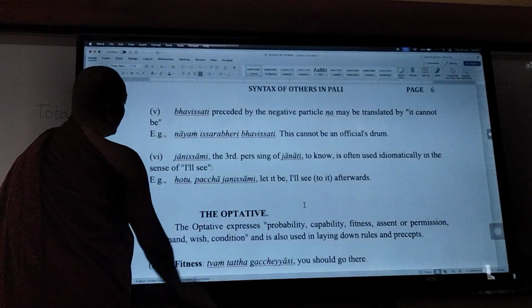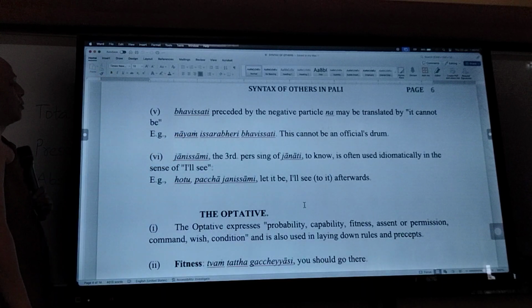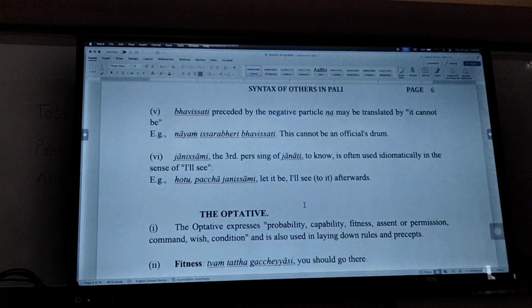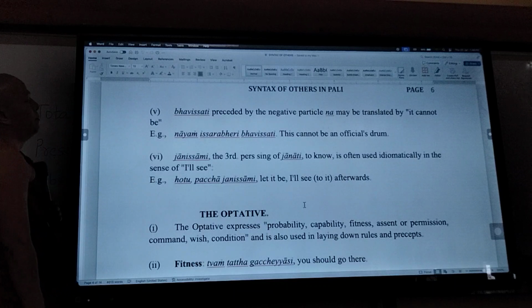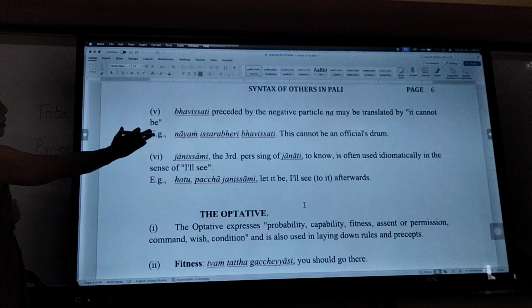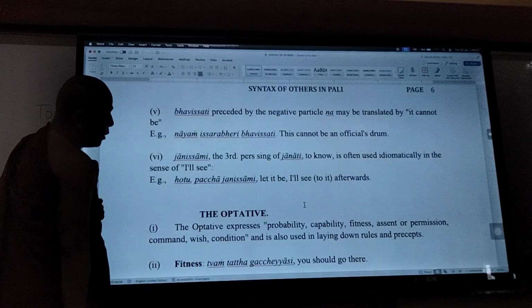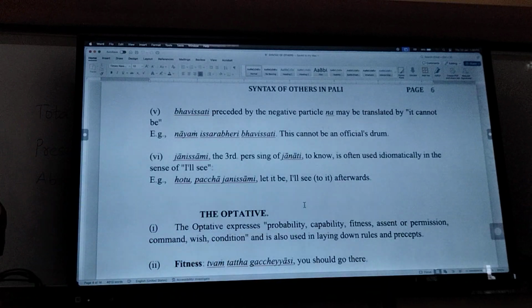Here, this cannot be an object running. It cannot be an object running in this way, because of that negative, "it will not be" means "it cannot", since at the same time they think they are hearing the sound also.